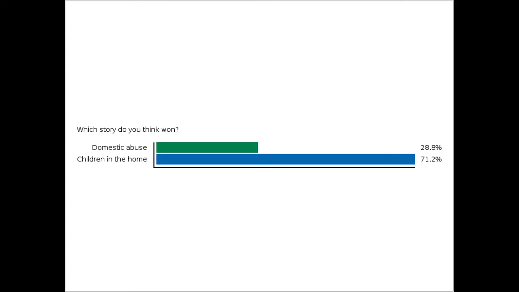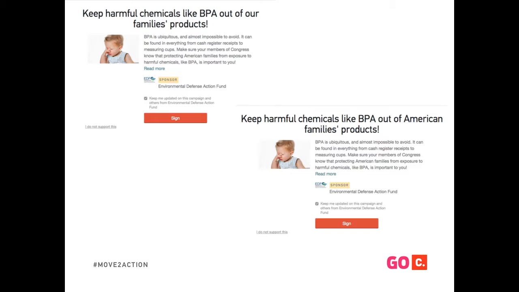But the fact that they took the time to test these different angles really helped them figure out what resonated with their audience. So another example in terms of testing, this is so simple, but it actually makes a really big difference. At first glance, it might look like these are totally identical campaigns that were run on Change. But if you take a closer look at the headlines, you'll see that there's one word that was changed.